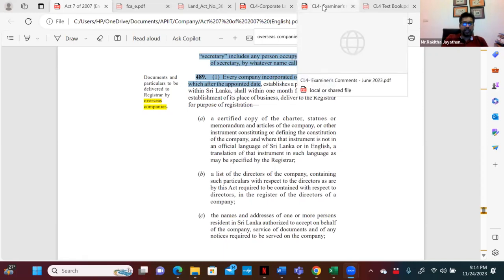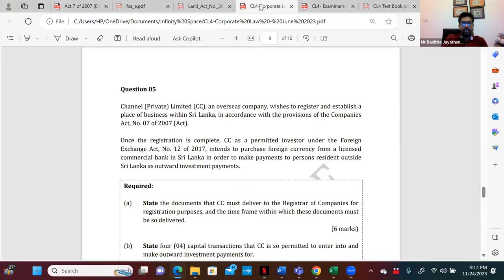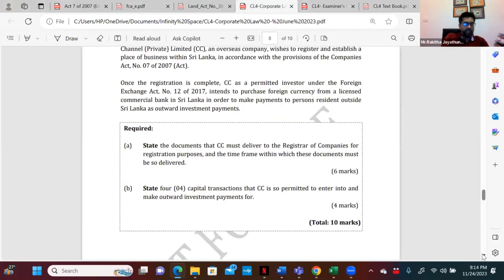So it's not anywhere else. It's in the Companies Act itself. So it's just a matter of identifying the relevant section. All right. Then state 4 capital transactions. This is not from the Companies Act. This is where you have to spend more time, because more time memorizing certain things.